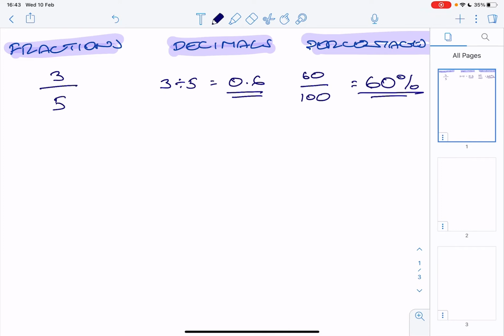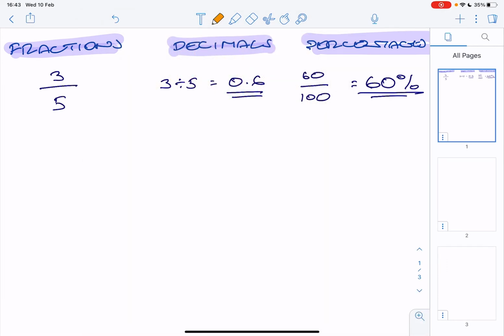60%, we know that's more than 50%. Okay, so we know it's better than half. If you looked at 3/5, especially with more complicated fractions, it might be more difficult to understand that. But as a percentage, it's quite clear to see how good or how bad, how big or how small that number is.